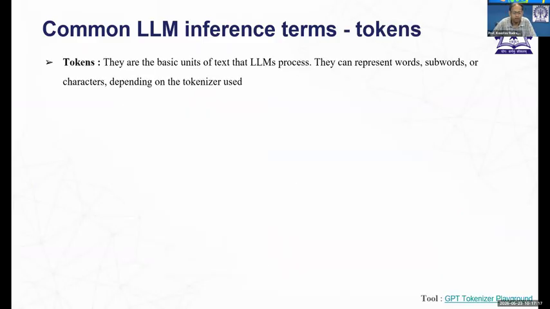Tokens. They are the basic units of text that LLMs process. They can represent words, subwords, or characters, depending on the tokenizer used. Okay. So it varies across LLMs. It is not a sacrosanct thing, but mostly it might be a word, a subword, or characters, whatever tokenizer you are using.